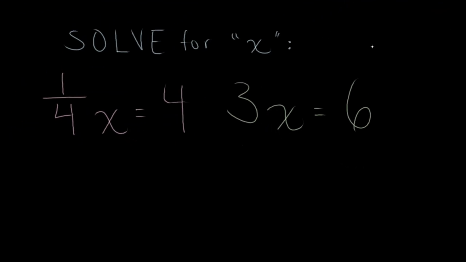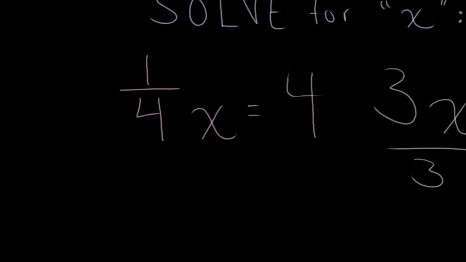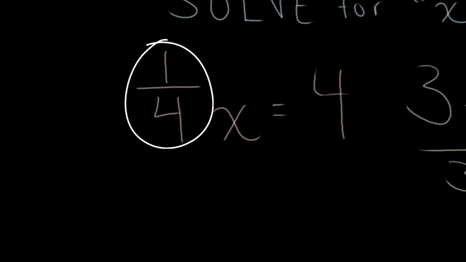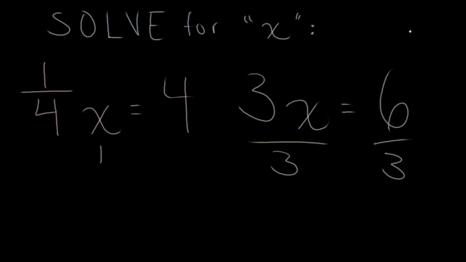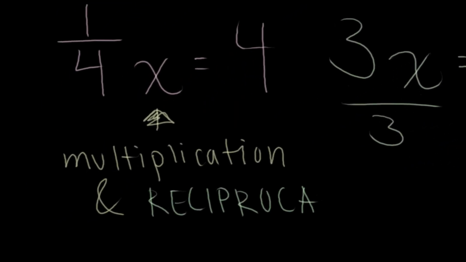In our previous video, solving a one-step equation, we know that in order to solve 3x equals 6, we must divide both sides by 3. The equation on the left, however, has a coefficient of 1/4. Since this is a fraction, we have to solve this equation by using multiplication and the coefficient's reciprocal.